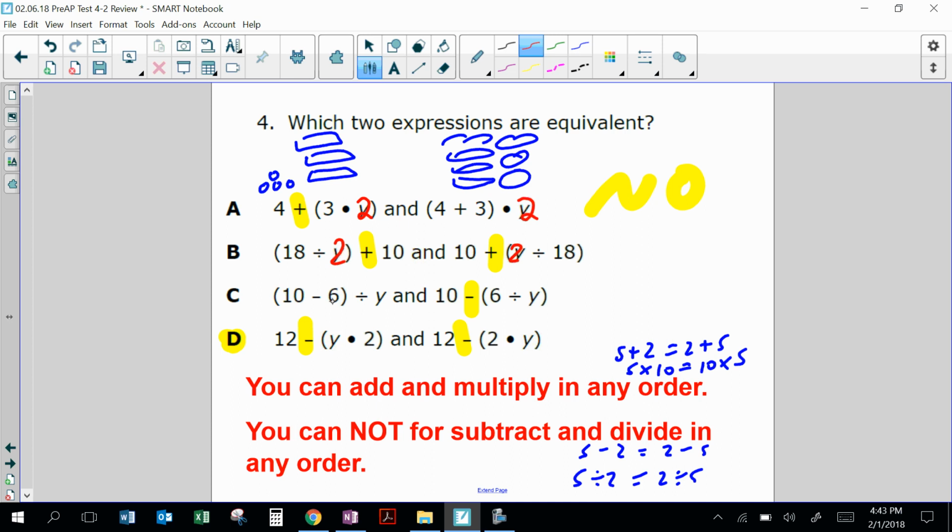C, 10 minus 6 is 4. 4 divided by y. Is it the same thing as saying 10 minus 6 divided by y? You know, I'm going to use actual numbers. I'm going to replace this y with 2. 10 minus 6 is 4. 4 divided by 2 is 2. And this side would be 3. 10 minus 3 is 7. Nope, not the same. Let's look at D. I'm going to replace the y with 2 and replace this y with 2. 12 minus 4, same thing as saying 12 minus 4. That's why D is equivalent.